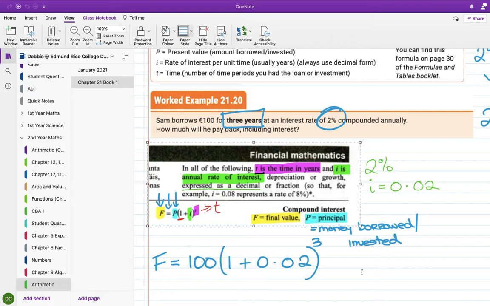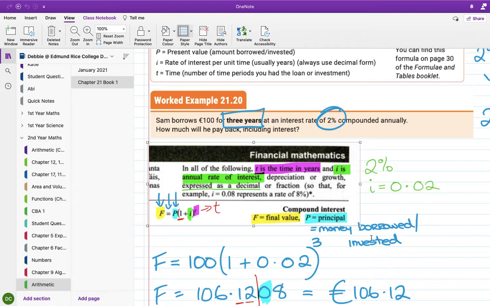And then you can literally type that straight into your calculator, making sure you use the brackets and the powers and all that type of thing. If you type in 100 bracket 1 plus 0.02 raised to the power of 3, I get 106.1208. That's money, so you only want 2 decimal places. The 0 is not going to have any impact, it's too small. So it's 106.12.